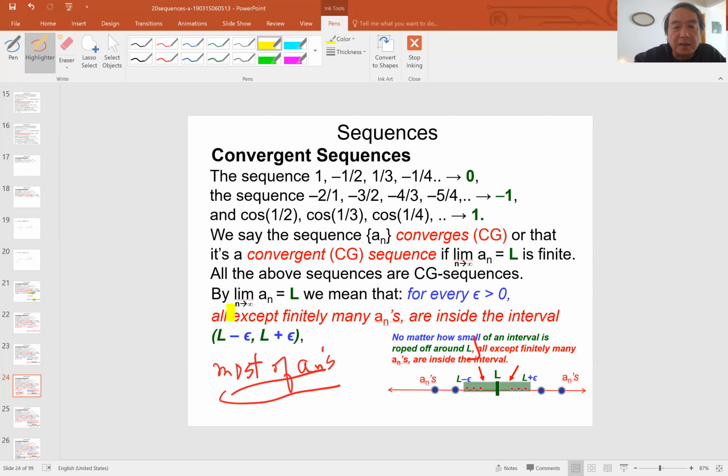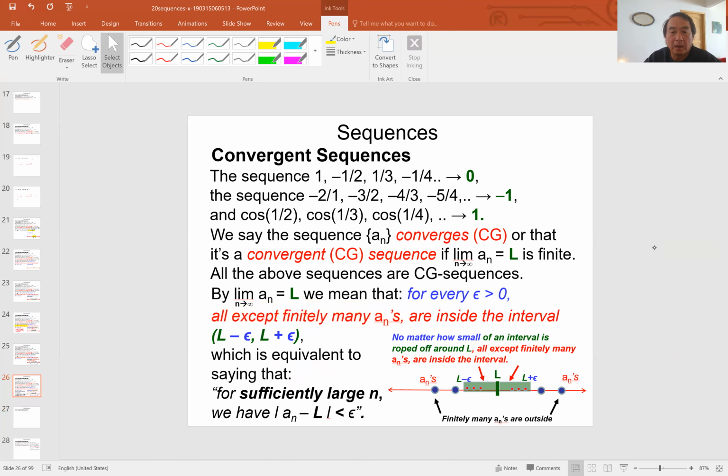Most of a_n means all except finitely many, meaning somewhere in the front part, only finitely many can be outside. Those are the big ones outside. But all of them in the tail part, infinitely many of them, have to be squeezed into that little epsilon neighborhood that we define. And this has to be true for every epsilon. As I squeeze it smaller, still true. Only finitely many are outside. If such is the case, then we say the limit of the sequence is L.